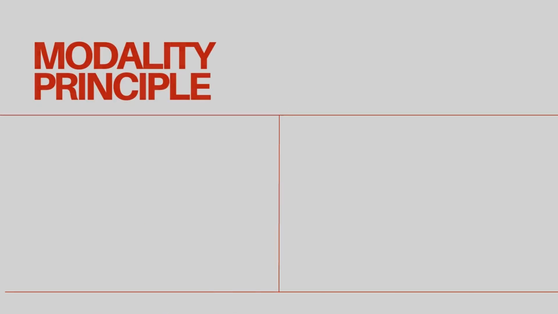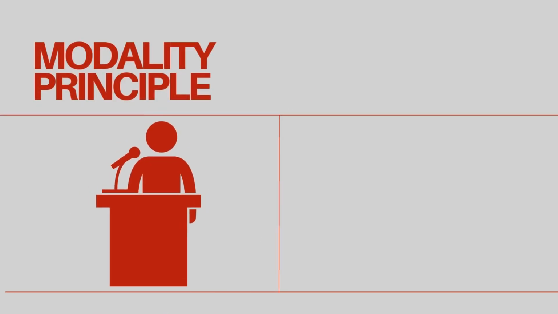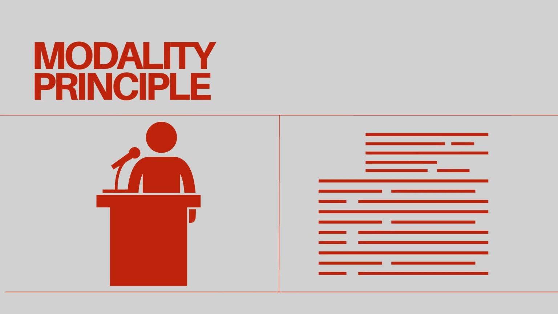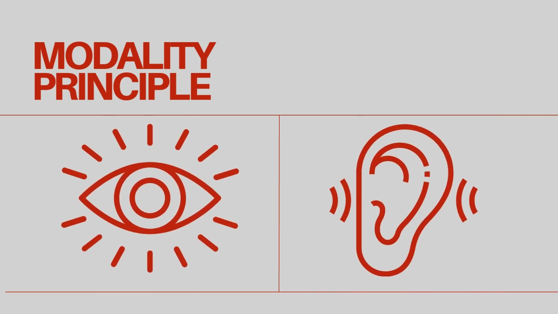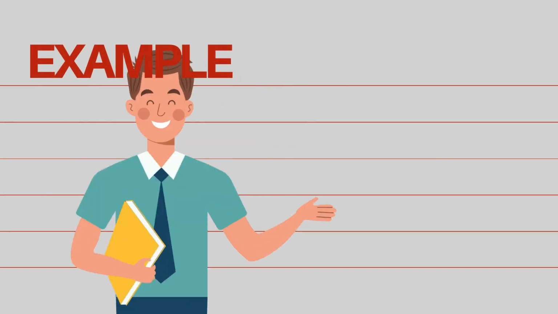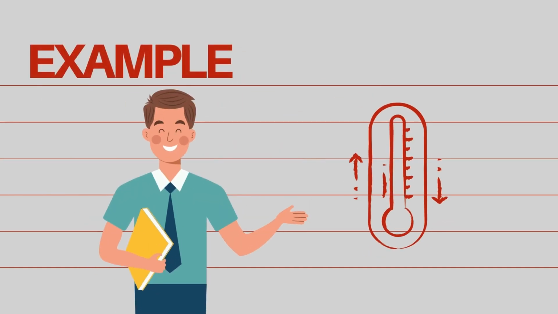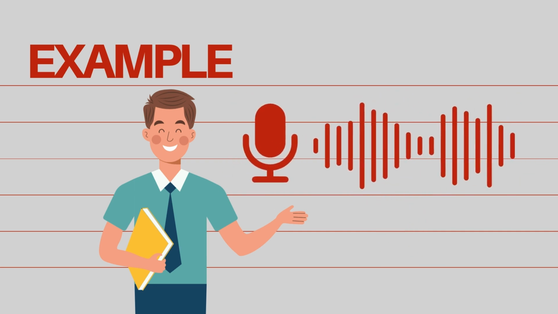Lastly, we have the Modality Principle. This principle suggests that we must use spoken narration rather than on-screen text when pairing with visuals. This allows learners to use both visual and auditory channels effectively. Example: a physics teacher explains thermodynamics while animations play, using narration instead of flashing text on the screen.